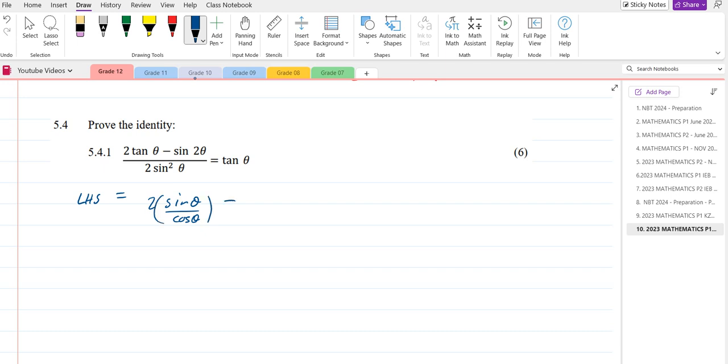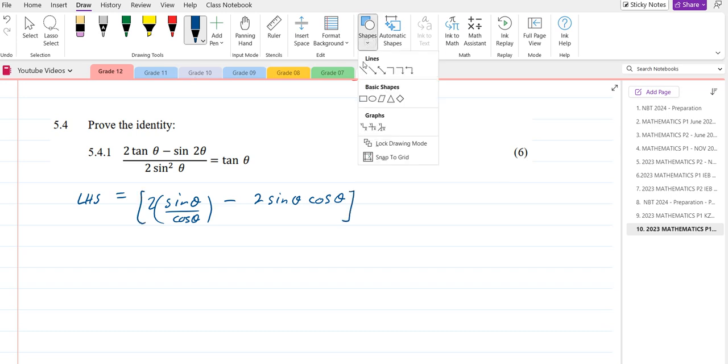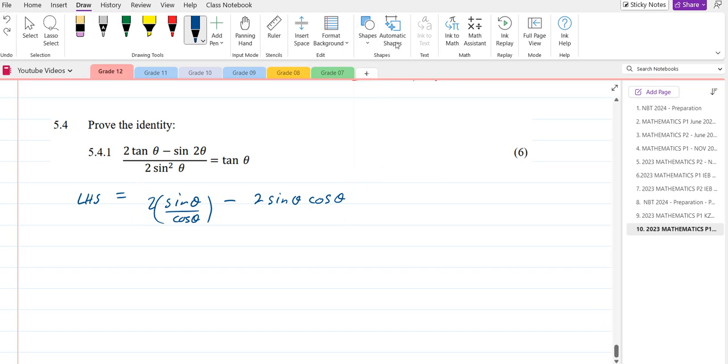What is sine 2 theta? Sine 2 theta is 2 sine theta cos theta, right? And we're dividing it by 2 sine squared theta, right? Okay, you don't need to put brackets on top. We're dividing it by 2 sine squared theta, so I'm not going to do anything at the bottom. I'll just write it as 2 sine theta sine theta, right? So I can take out 2 sine theta on the numerator as a common factor.